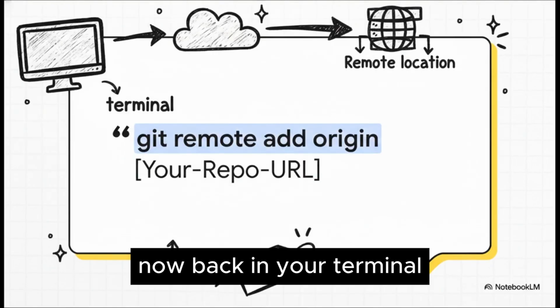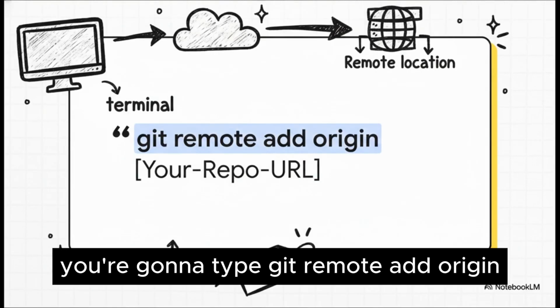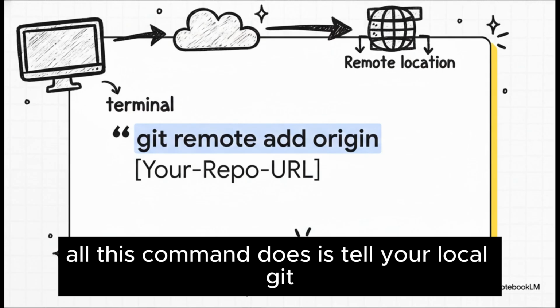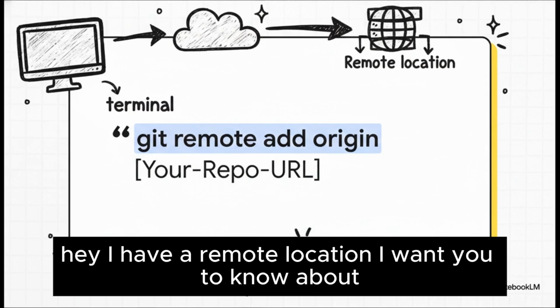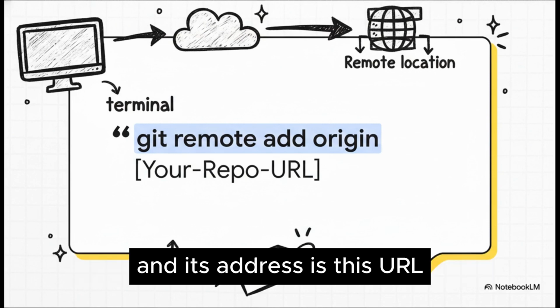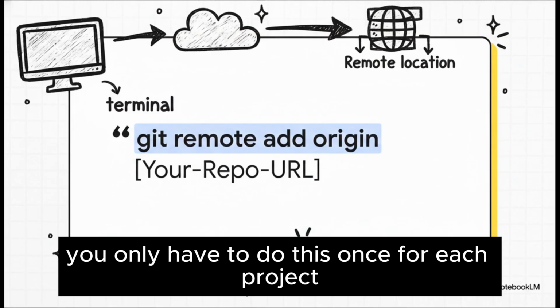Now, back in your terminal, you're going to type git remote add origin, and then just paste in that URL you copied. All this command does is tell your local Git, hey, I have a remote location I want you to know about. We're going to give it a nickname, origin, and its address is this URL. The best part, you only have to do this once for each project.